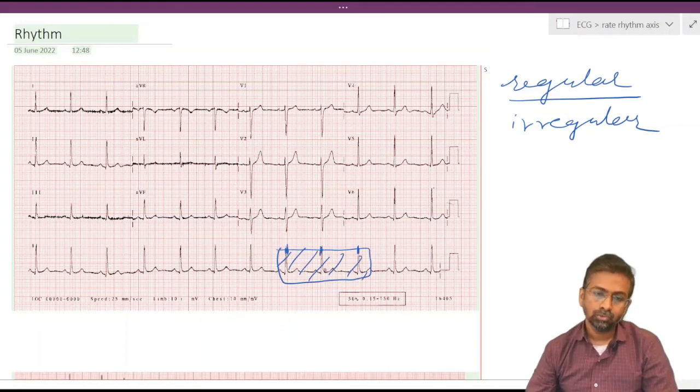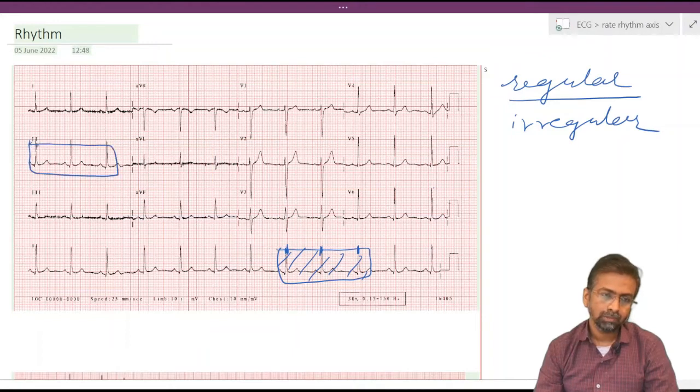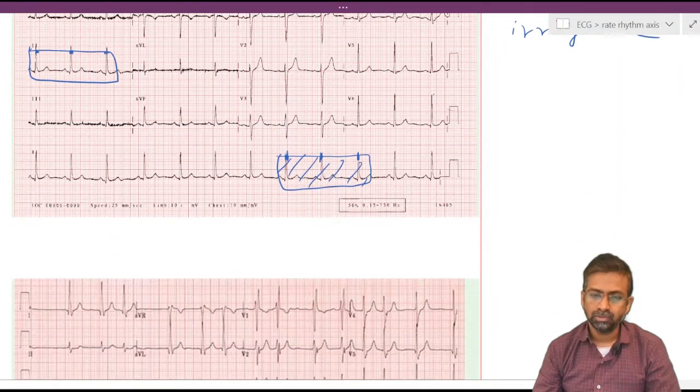Now what you do, you lift this paper and you go to some other point and you try to coincide. This is the mark you already had made, and you try to coincide these marks with the tip of R waves. If they coincide well, there may be slight difference, that's fine. If they coincide well, you can say heart rate is regular, but sometimes they may not coincide.